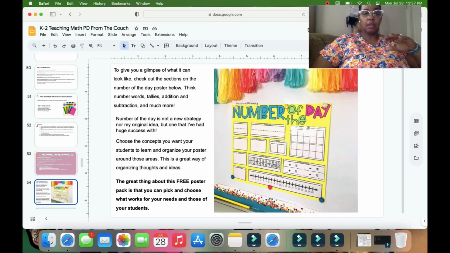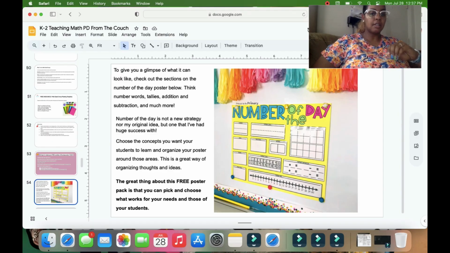And so this one talks about number words, tallies, addition and subtraction, and much more. The number of the day is not a new strategy, nor is it my original idea, but I think that it's one that comes with a lot of success. You can choose the concepts that you want your students to learn, and organize your poster on those things. So this is just a great way that organizing thoughts and ideas come into play.